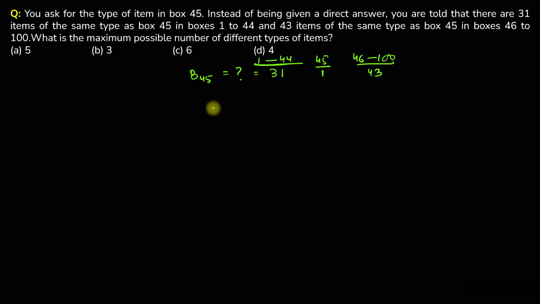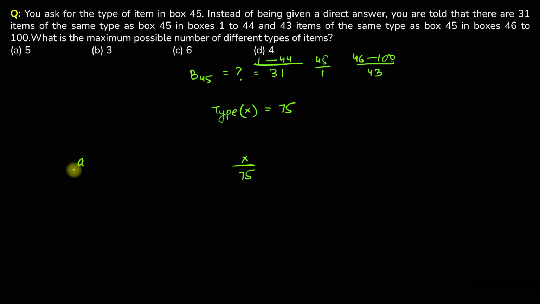Okay. So whatever this type is, let's call this type X. This type X has a total of how many items? 31 plus 1 is 32. 32 plus 43 is 75. So there are 75 items of a particular type. Fine. So if there are 75 items of a particular type, then what is the maximum number of different types of items? Okay, so we have to maximize the number of different types of items.